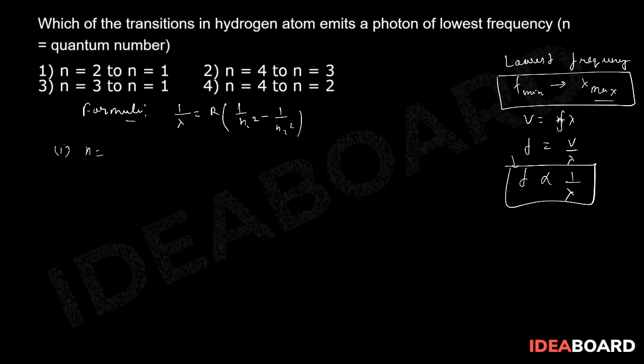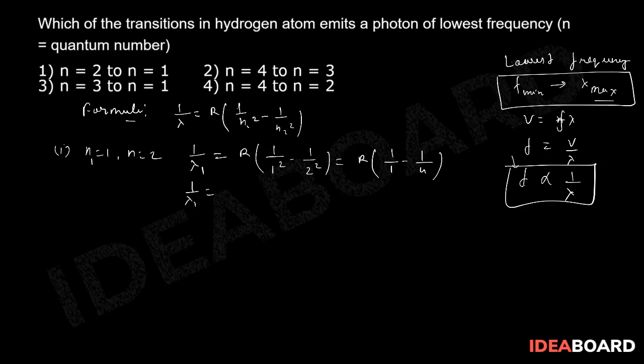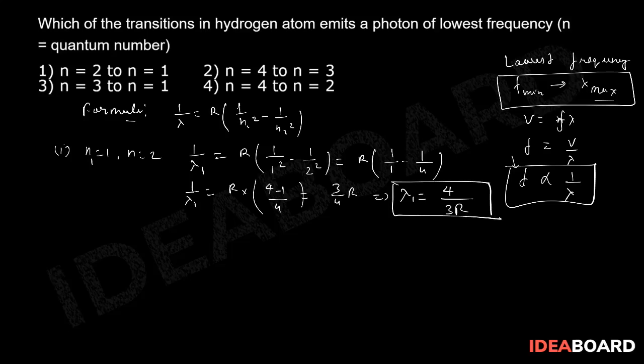The first combination says n1 is equal to 1, n2 is equal to 2. So if I utilize that, I take lambda 1: 1 upon lambda 1 is equal to R into 1 upon 1 square minus 1 upon 2 square, which is R into 1 minus 1 upon 4. So 1 upon lambda 1 is R into 3 by 4, or else I can say lambda 1 is equal to 4 divided by 3R. So that's how we got lambda 1.